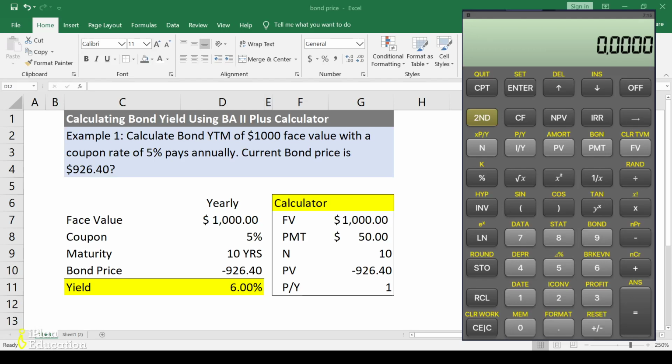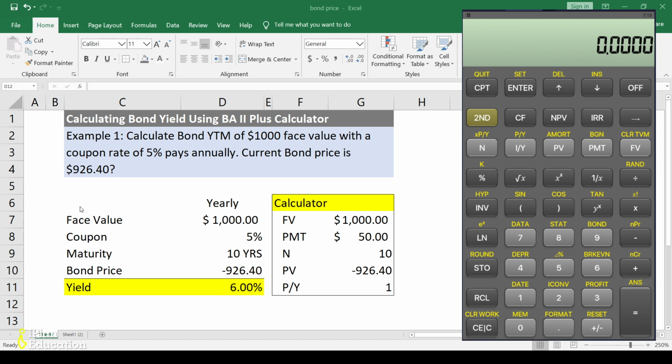Hello students, I'm Pravin Khetan and we are solving today for bond yield using the BA2 Plus financial calculator. In the previous video we discussed bond price, how to calculate bond price using the BA2 Plus financial calculator.